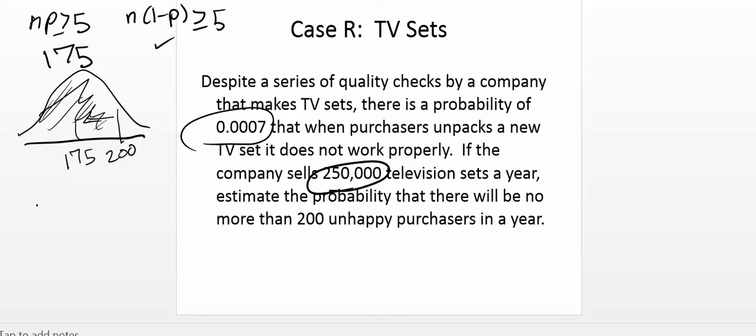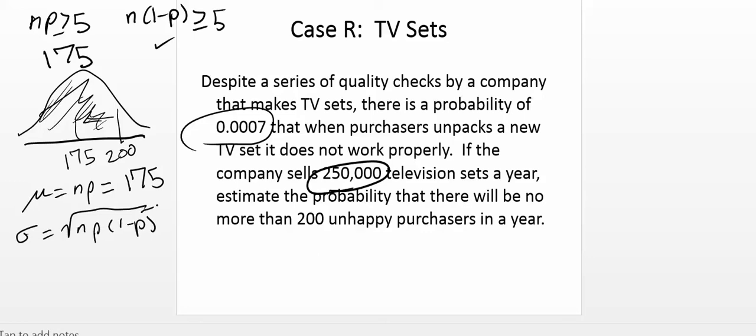Here it's useful to remember what the mean and standard deviation of the normal approximating the binomial that we're going to use. The mean is equal to n times p, which we just calculated to be 175, and the standard deviation is equal to the square root of n times p times 1 minus p. And when I did this, I got a standard deviation of 13.22413.